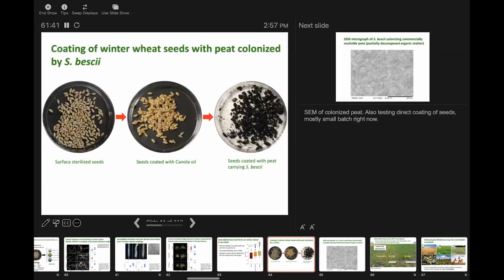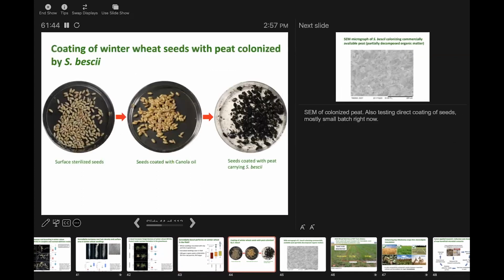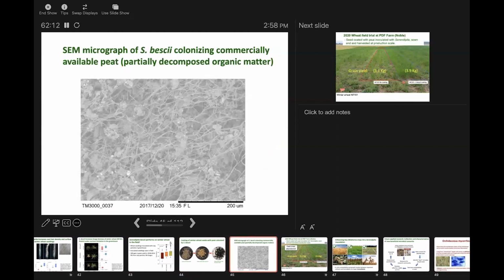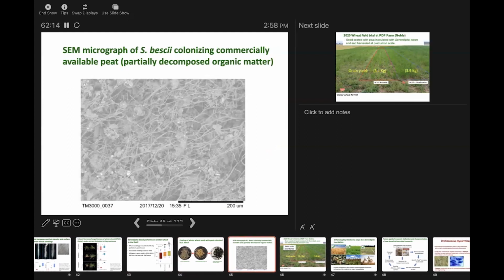Okay, very, very reproducible. We've started taking new approaches to deliver our fungus. One is peat. Everybody know what peat is? It's organic matter. Okay, again, we think this fungus has some decomposer activity, right? So peat could be a good seed coat. Okay, so we had surface sterilized seeds, seeds coated with canola oil, and seeds coated with peat that have the fungus. How do we know they have the fungus? See all the strings, all the filaments? Totally colonizing this stuff.